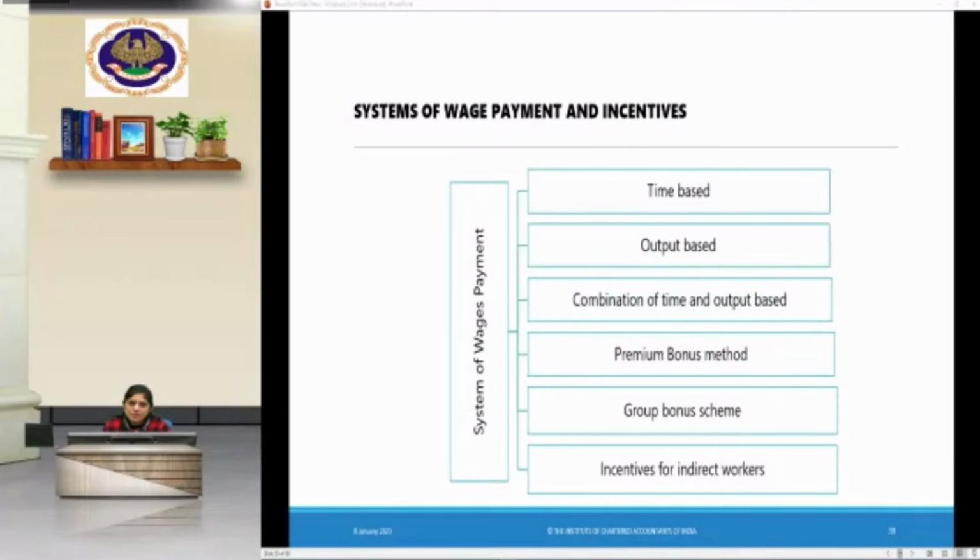Then there is the group bonus scheme. When a team is working towards the output, the whole team is given the bonus, and the team will be sharing the bonus. That is a group bonus scheme. And there are incentives for indirect workers. I hope you remember the difference between direct and indirect. Direct employees are those who contribute directly to the production or manufacture. The direct cost is directly attributable to the production cost, and indirect costs are famously called overheads. Moving further.